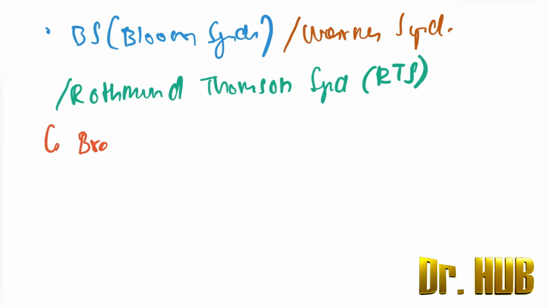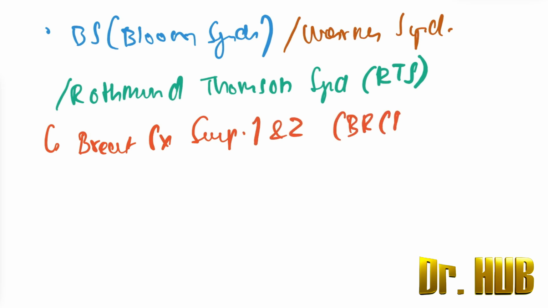Next comes the breast cancer susceptibility 1 and 2. So this is nothing but the BRCA1 as well as the BRCA2.